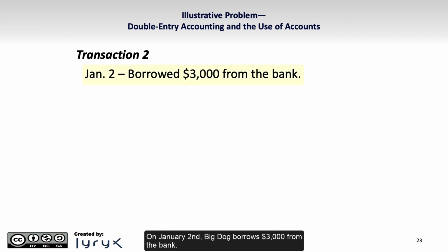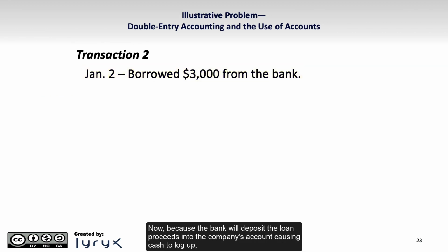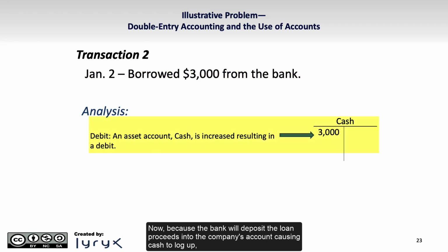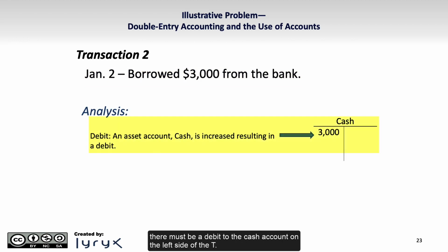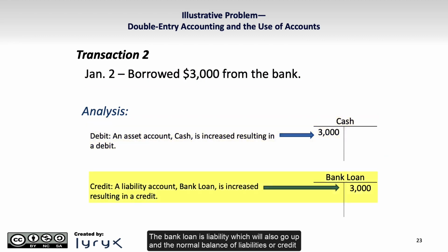On January 2nd, Big Dog borrows $3,000 from the bank. Because the bank will deposit the loan proceeds into the company's account, causing cash to go up, there must be a debit to the cash account on the left side of the T. The bank loan is a liability, which will also go up, and the normal balance of liabilities is credit, thus we're going to credit the right side of the T account for the bank loan.